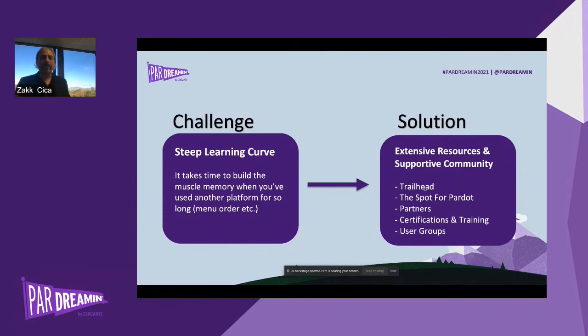It takes time to build this muscle memory, and quite often I could do things in Eloqua with my eyes closed. But in Pardot, there's a different kind of structure. Fortunately, our solution is there's Trailhead, there's a spot for Pardot partners. There's certification and training, there's user groups, and our internal team really works well together to share information.